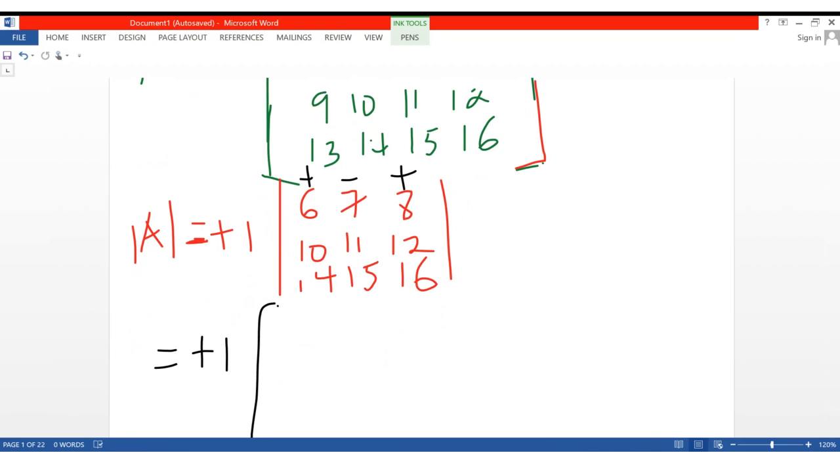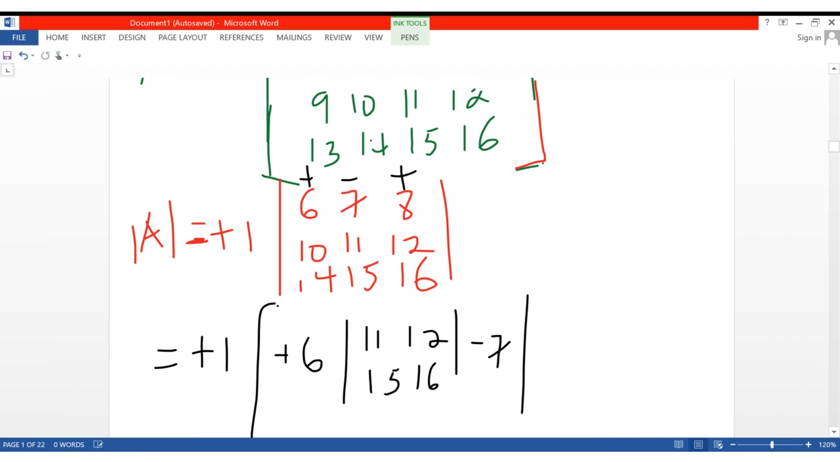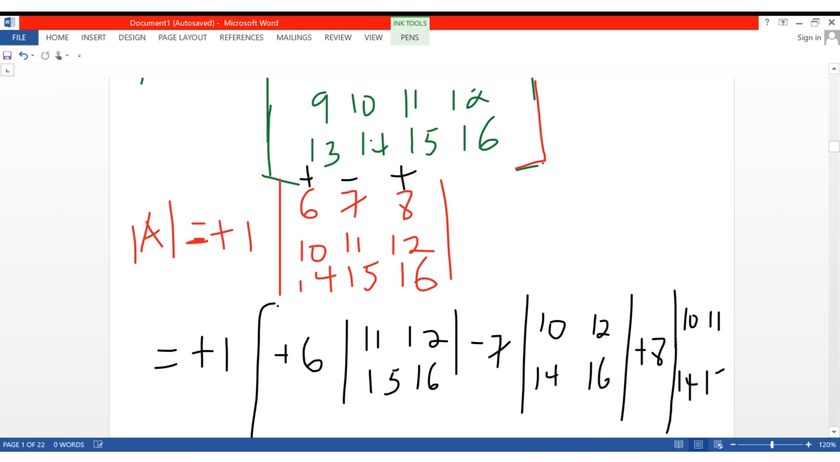You'll end up with 6. The first one is positive 6, and then 11, 12, 15, and 16. And then negative 7, 10, 12, and then 14 and 16, and then positive 8, 10, 11, 14, and 15. So you can see it is doable now. Whatever outcome you get for a 3 by 3 matrix, you shall multiply with the positive 1 that is outside, the one that I'm circling.